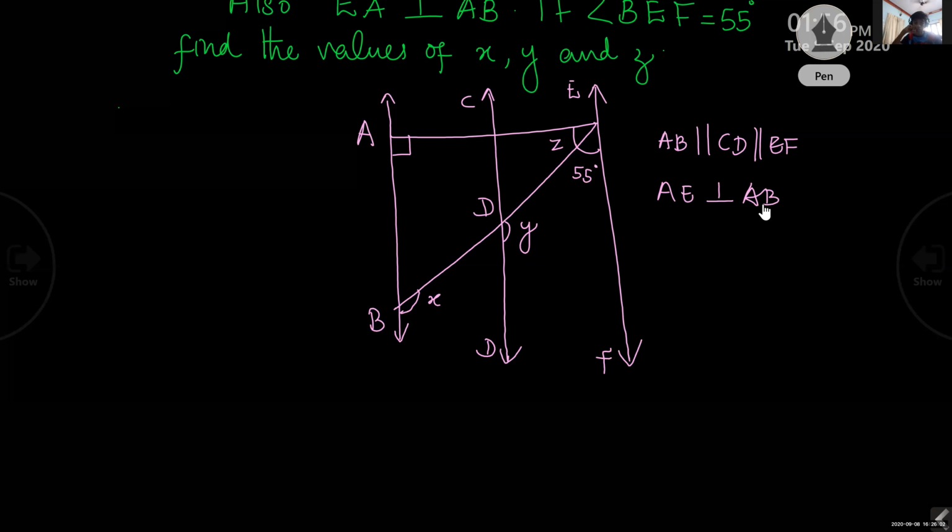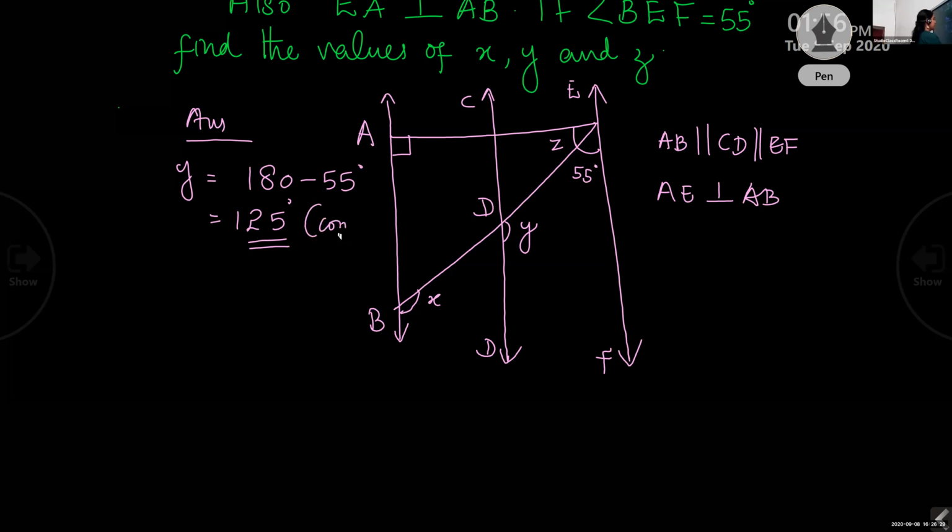Y, how much? 125 degrees. How will you get Y as 125 degrees? Co-interior angles. Y equals 180 minus 55, equal to 125 degrees. Reason? Co-interior angles, consecutive interior angles, isn't it?